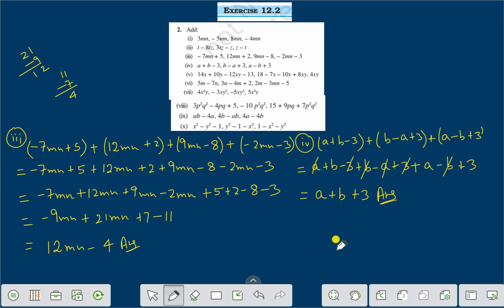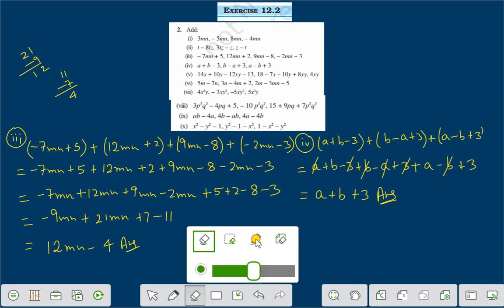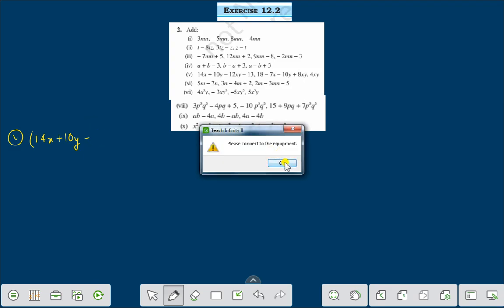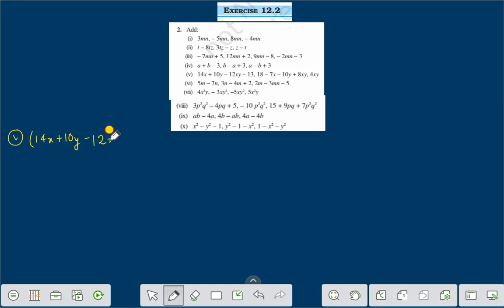Now question number 5. We will solve question number 5. Question number 5 is 14x plus 10y minus 12xy minus 13 plus 18 minus 7x minus 10y plus 8xy plus 4xy.